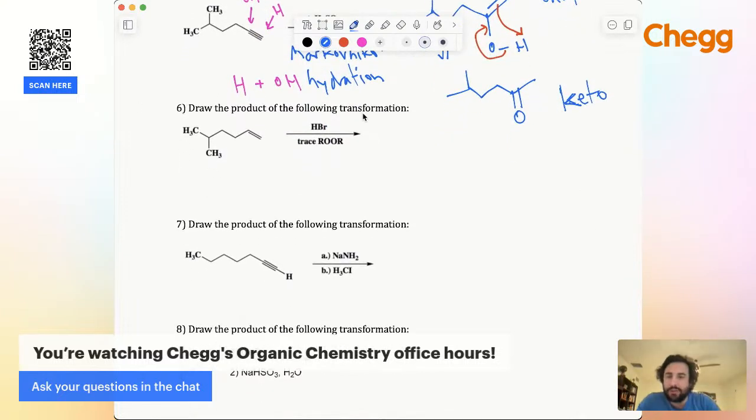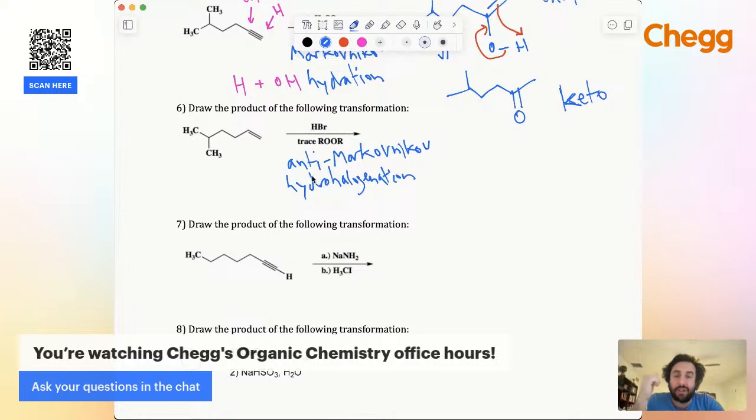Draw the product of the following transformation. What are these conditions? Here's another flashcard. We have to know that this is anti-Markovnikov hydrohalogenation. HBr tells us that it's hydrohalogenation, and then peroxides are a giveaway for anti-Markovnikov.